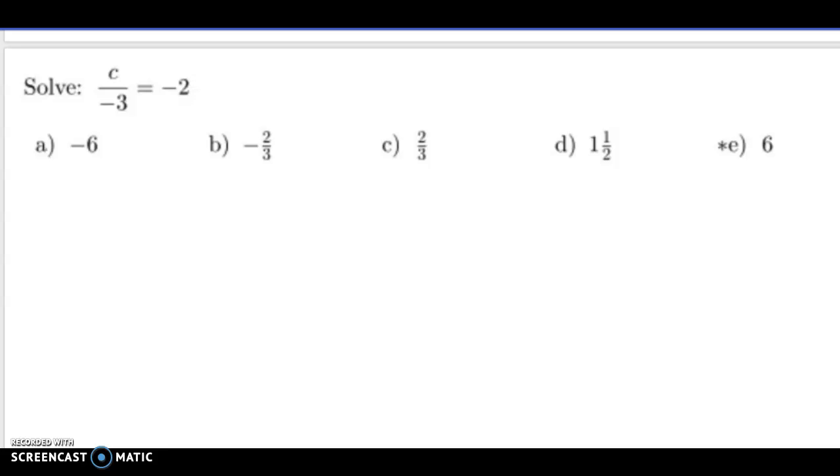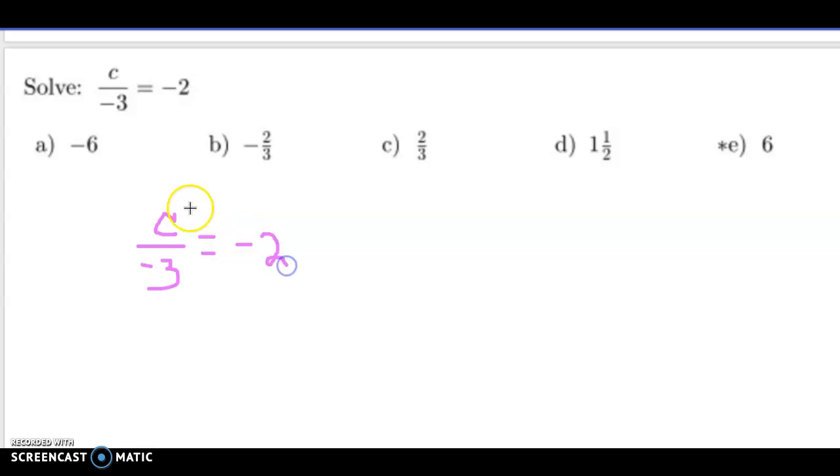Hi everybody, this is CR number 13, helper video number 3. It says solve c divided by -3 equals -2. We'll try to remember that when it says to solve, we are going to actually find a value for our variable, which will be letter C.